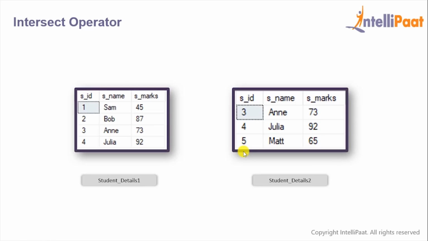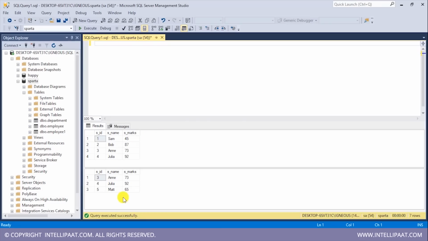And we'll be implementing the intersect operator on these two tables. So we have the student details 1 table, which has the columns SID, SName and SMarks and has 4 records. The other table is student details 2, which has the same columns and comprises of 3 records. So let's go to SQL Server and work with the intersect operator. So these are our two tables over here. This is the student details 1 table and this is the student details 2 table. Now let me implement the intersect operator on these two tables.